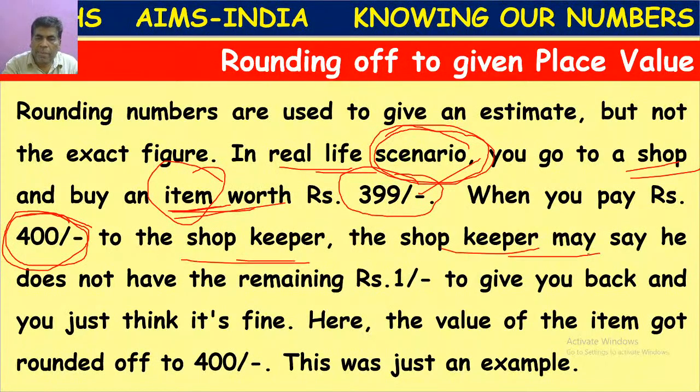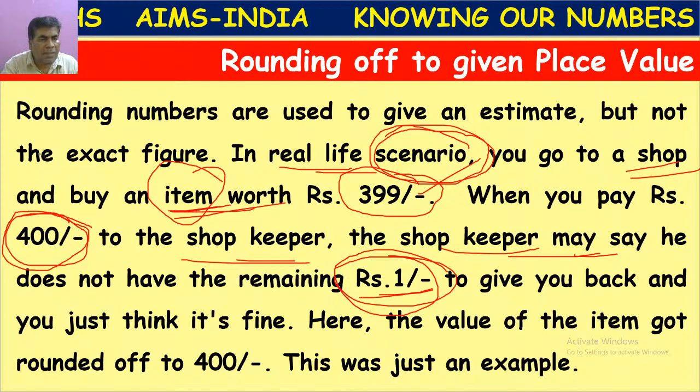The shopkeeper may say he does not have the remaining 1 rupee change, because it is very common nowadays that getting change is becoming very difficult. After demonetization, it became still more difficult. So the shopkeeper might say there is no change of 1 rupee. So what will you tell? Okay, let's keep 400 with you. Like that you can tell.